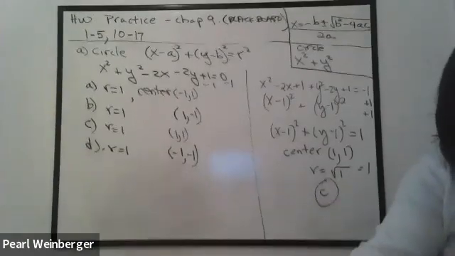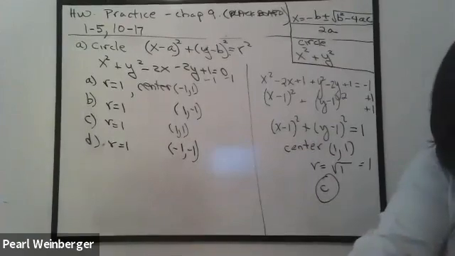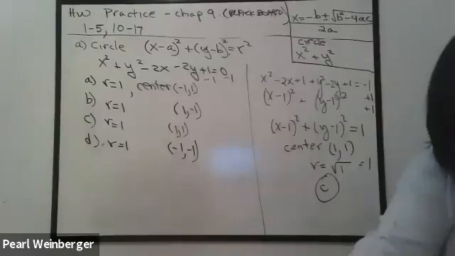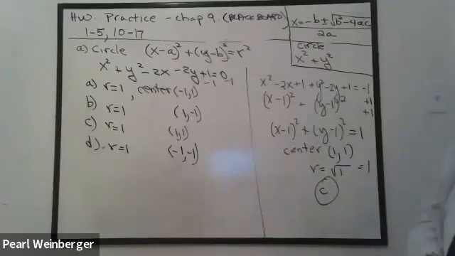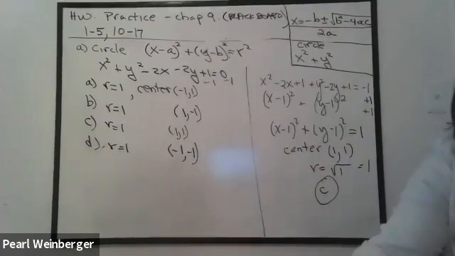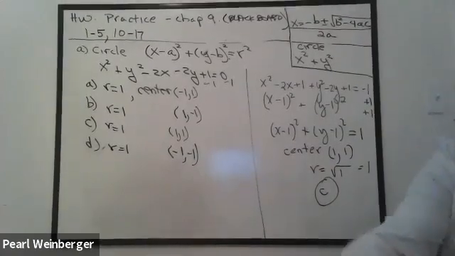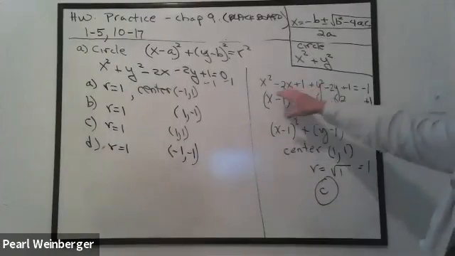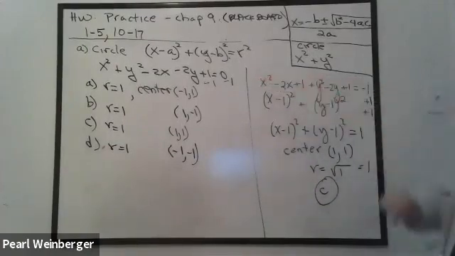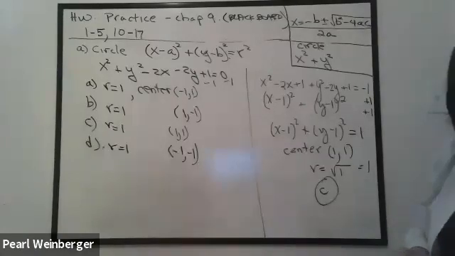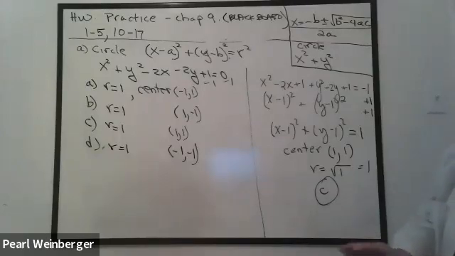How many people were able to get choice C as their answer? Anybody got that answer? So we have to be able to put our equation in its standard form so that we could figure out the center and radius. Okay, and that's basically all you have to know about the circle.